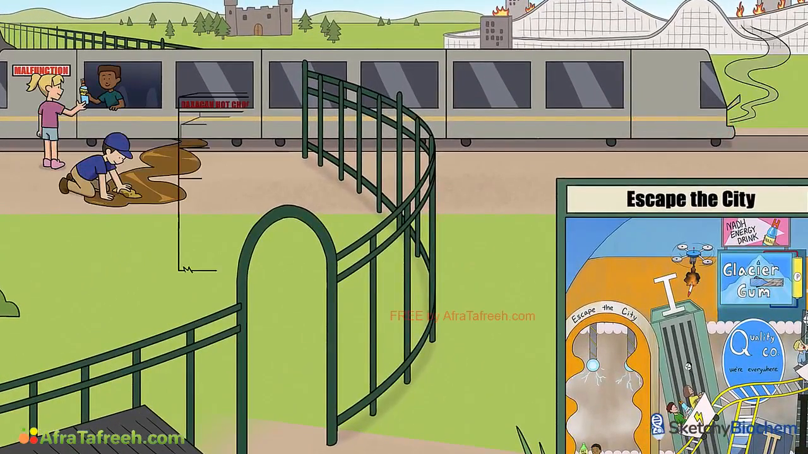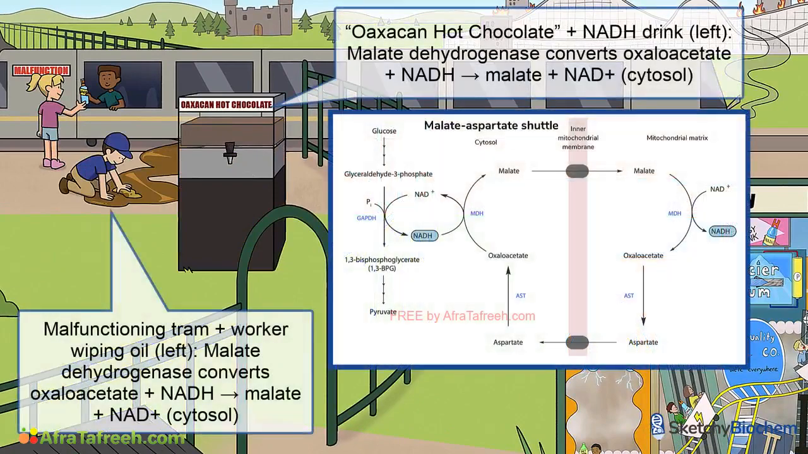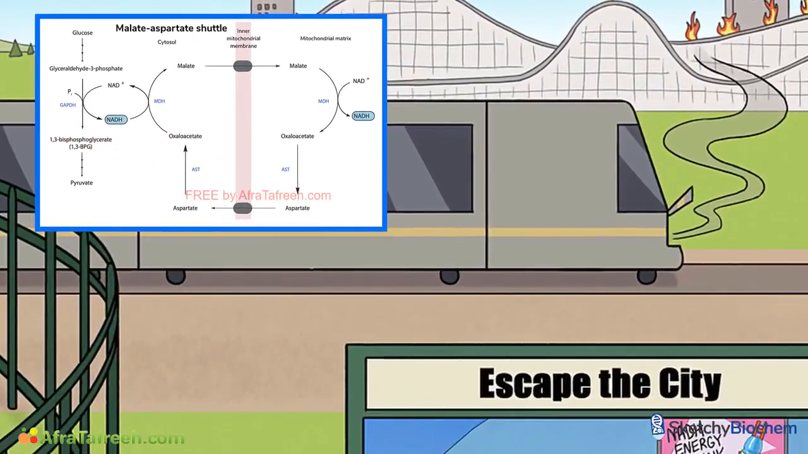Let's start with the malate-aspartate shuttle, which transports NADH electrons into the mitochondria as malate. In the cytosol, malate dehydrogenase, or MDH, uses NADH produced by glyceraldehyde 3-phosphate dehydrogenase during glycolysis to turn oxaloacetate into malate. And for bonus points, we also just recycled an NAD+ that can be used again in glycolysis.